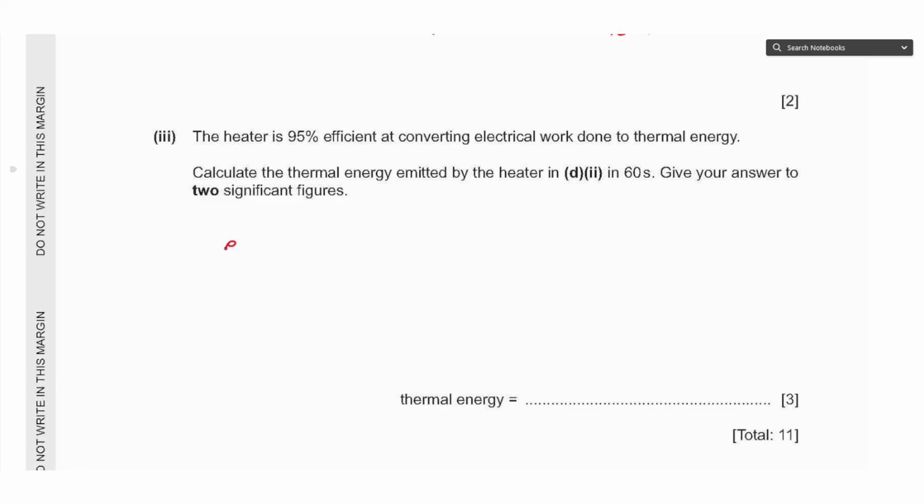So the equation for efficiency is the output over the input, but if we are going to use energy output, we must use energy input and then multiply by 100 to get a percentage. In this, we have the 95 as efficiency, 100 is given, and we need to calculate the energy output, but we don't have the energy input.